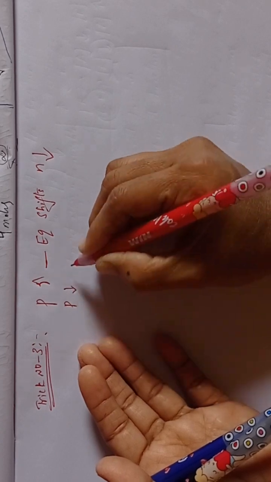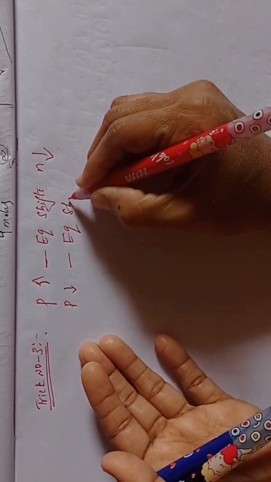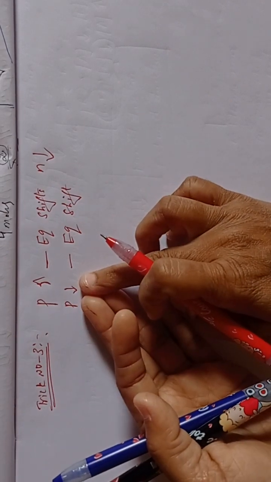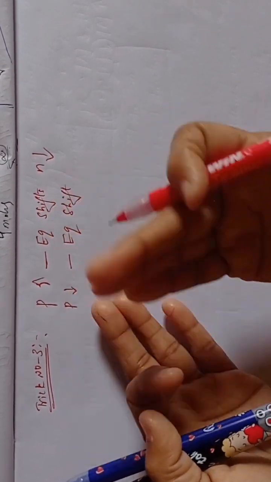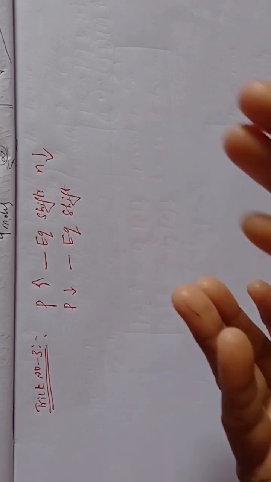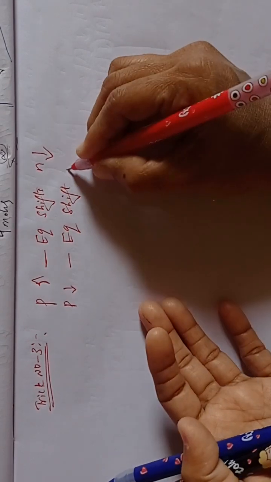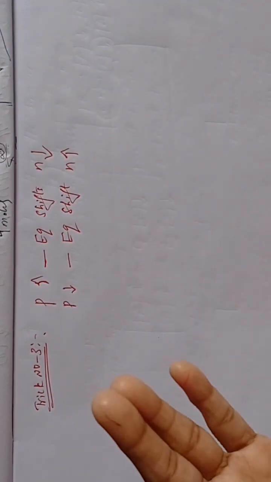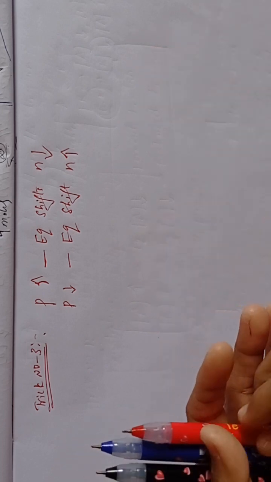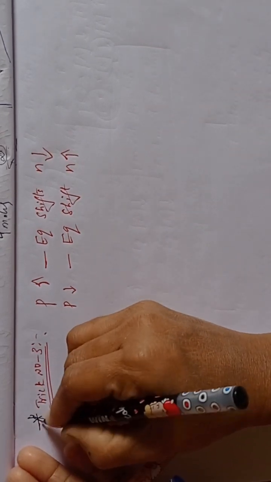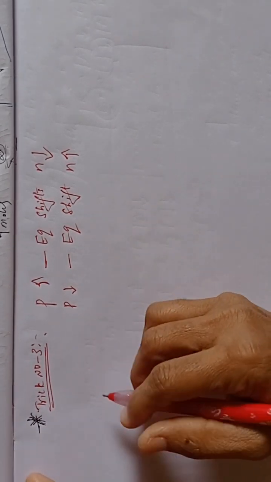Pressure decreases means equilibrium shifts in which direction, students? When pressure decreases, the equilibrium shifts in the direction that increases the pressure. When the number of moles is more, pressure will be more. So equilibrium shifts in the direction where the number of moles is more. Clear? This is trick number 3 that you have to practice. Next, the fourth one, students.